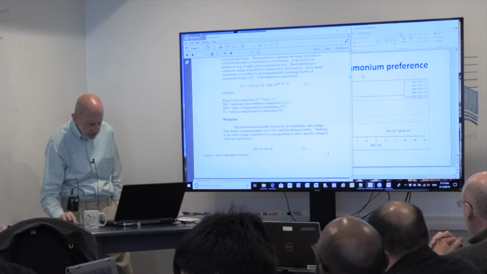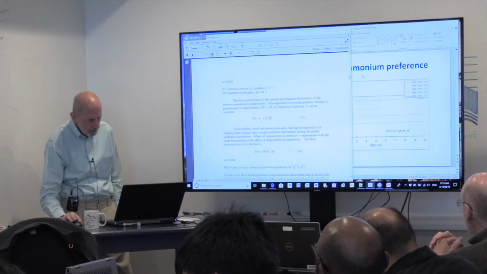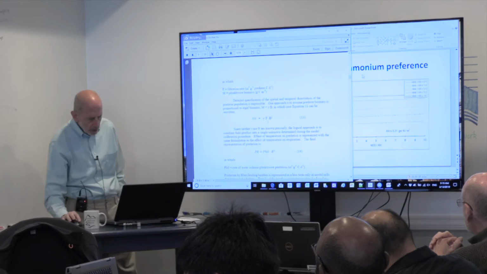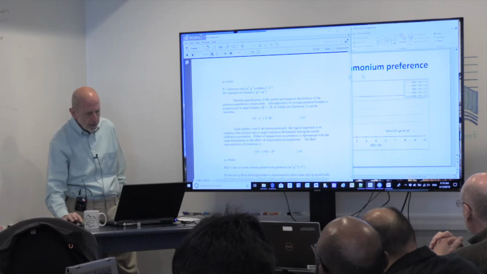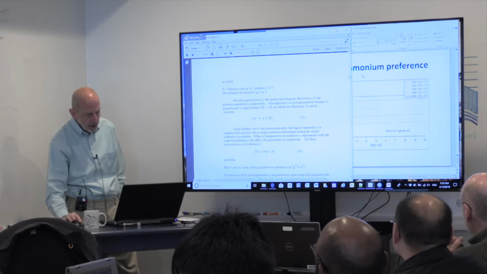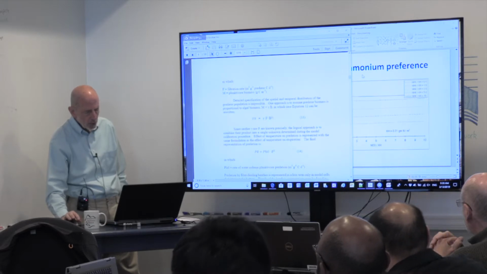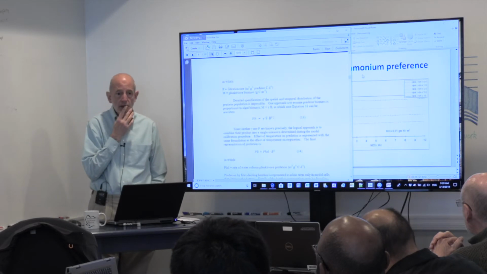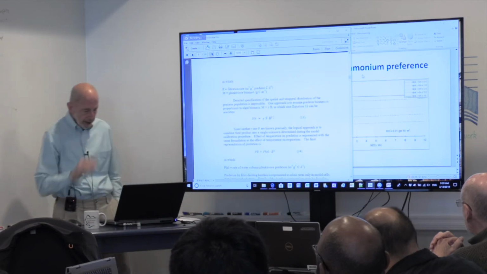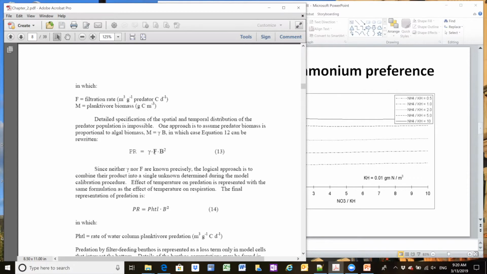So if we do that, what we come down to is that the zooplankton biomass is some fraction of the algal biomass. The key is that the predation comes down to be proportional to the algal biomass squared. And since you don't really know the zooplankton filtration rate and you don't know this proportionality, you combine them and you come out to predation is some function of algal biomass squared. Okay?